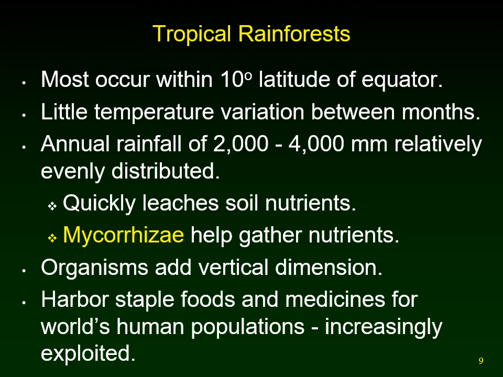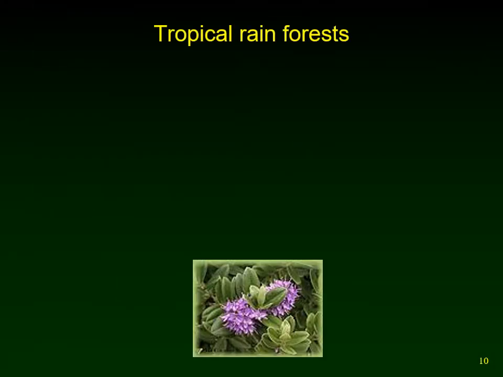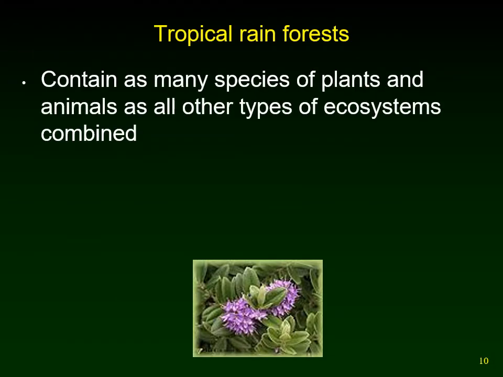One of the important things you should be aware of in tropical rainforests is that there are a lot of foods and medicines that are used for the world's human populations. Unfortunately, because of that, it's become increasingly exploited for those products. The tropical rainforest contains as many species of plants and animals as all other types of ecosystems combined.